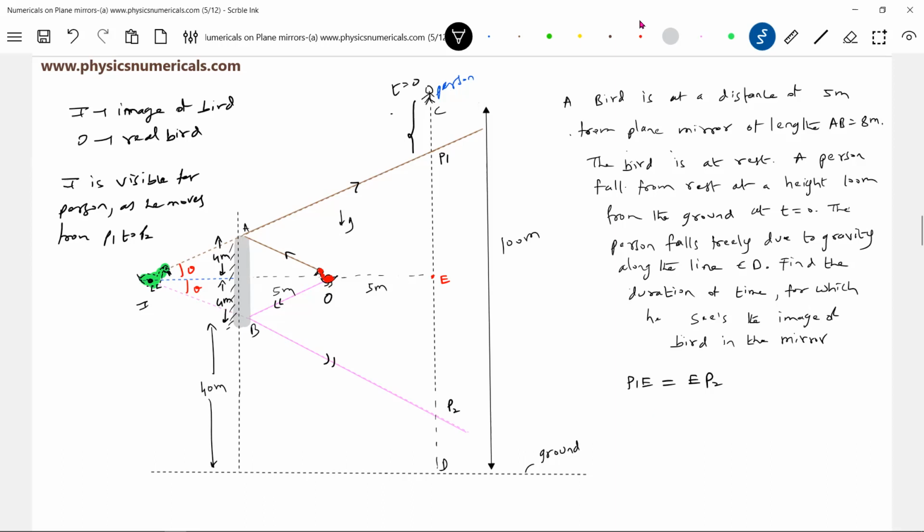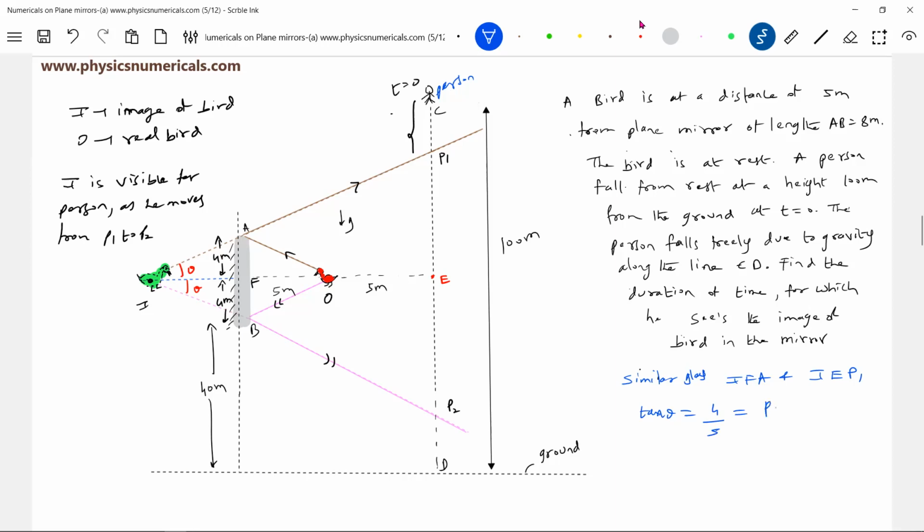There's a triangle with E, F. Look at this triangle: triangle IFA will be similar to triangle IEP1. Let me take help of these similar triangles, IFA and IEP1. So what is tan theta? Tan theta is equal to 4 by 5.